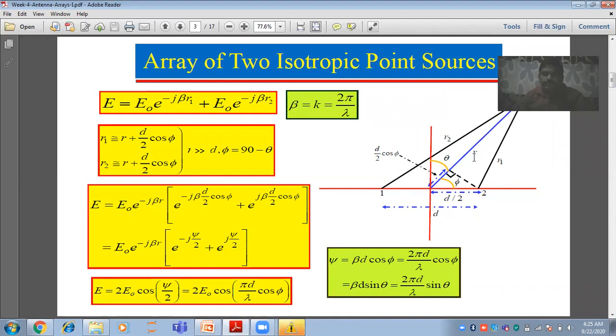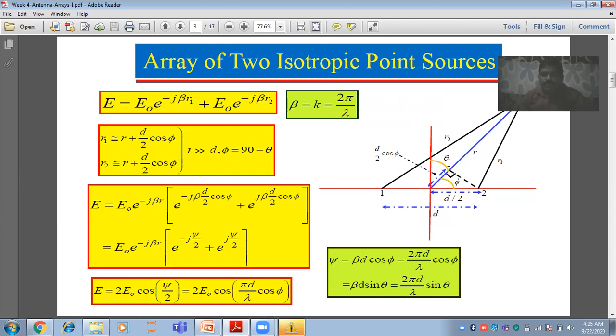Since the point is far away from this array, these three lines are supposed to be straight lines. Since the observation point is far away from here, these three are straight lines automatically.